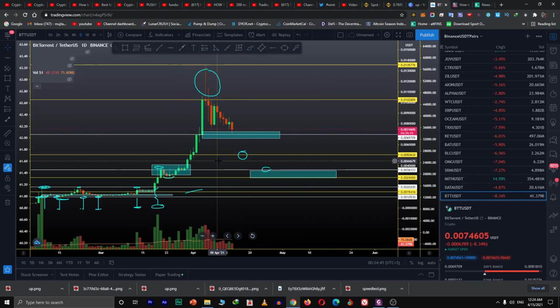So that was the detailed analysis. I just wanted to give you the inside picture so that you can have a better idea of what direction it could take in the future. Here we have two rejections in this area, so we can say that BTT can stay in consolidation for a few days here.